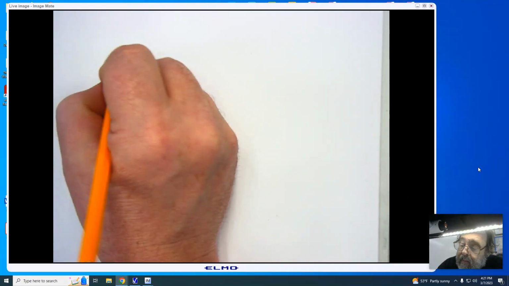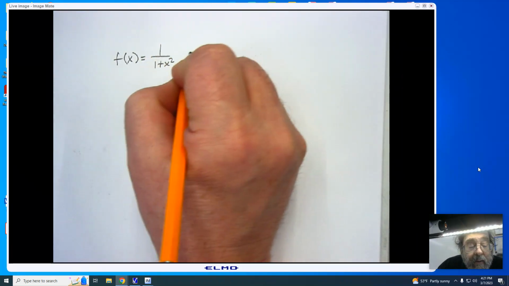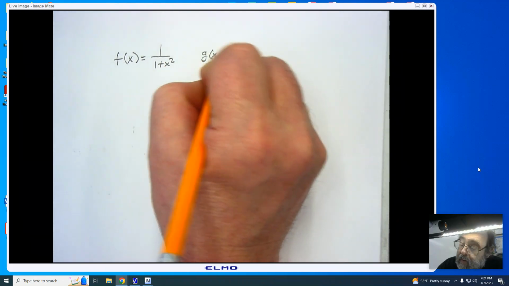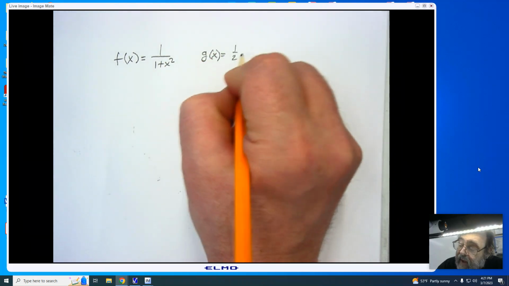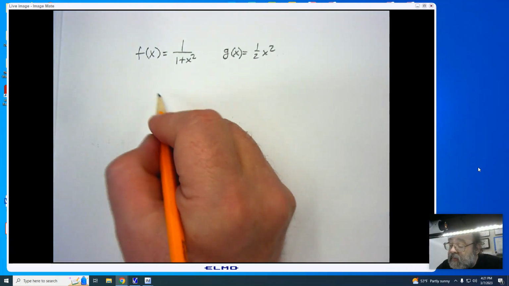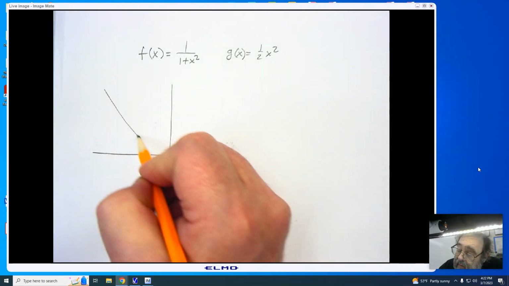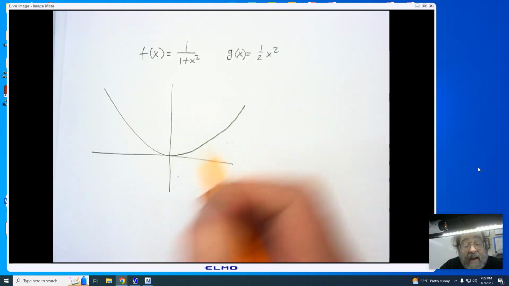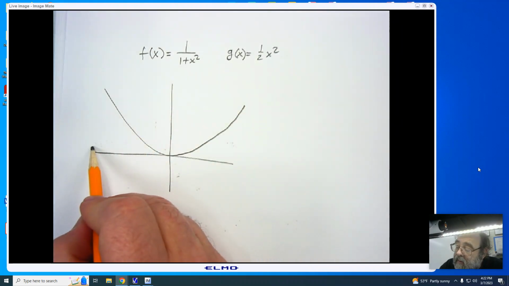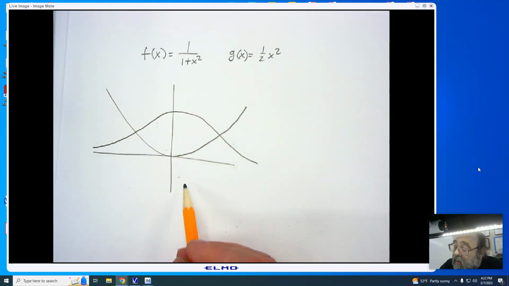Let's just remind ourselves what 35 was. We had an f of x equal to 1 over 1 plus x squared. We have a g of x, which is equal to 1/2 x squared. Once again, we're just graphing this. We have our quadratic first. I'm going to do that. That's the easy one. Goes along like this. This piece cruises up, cruises down, like so.